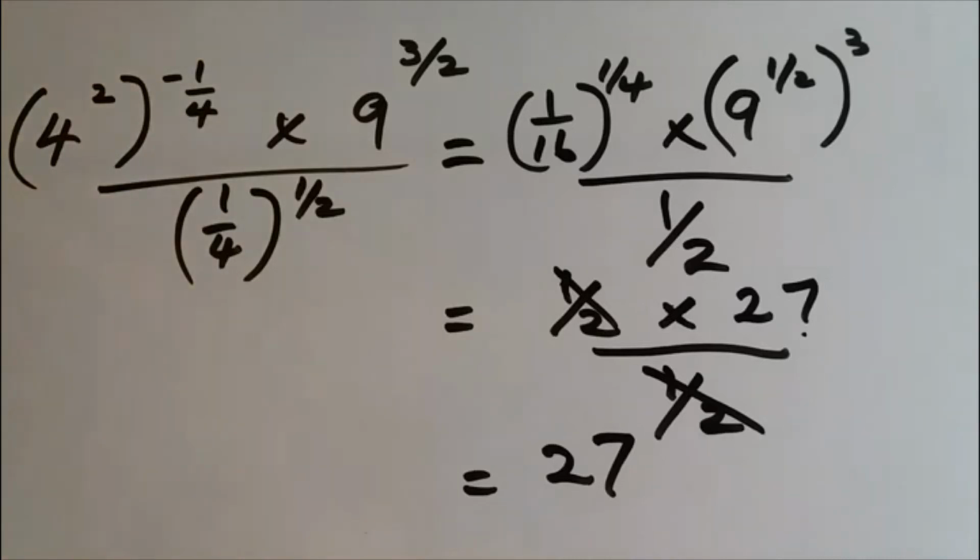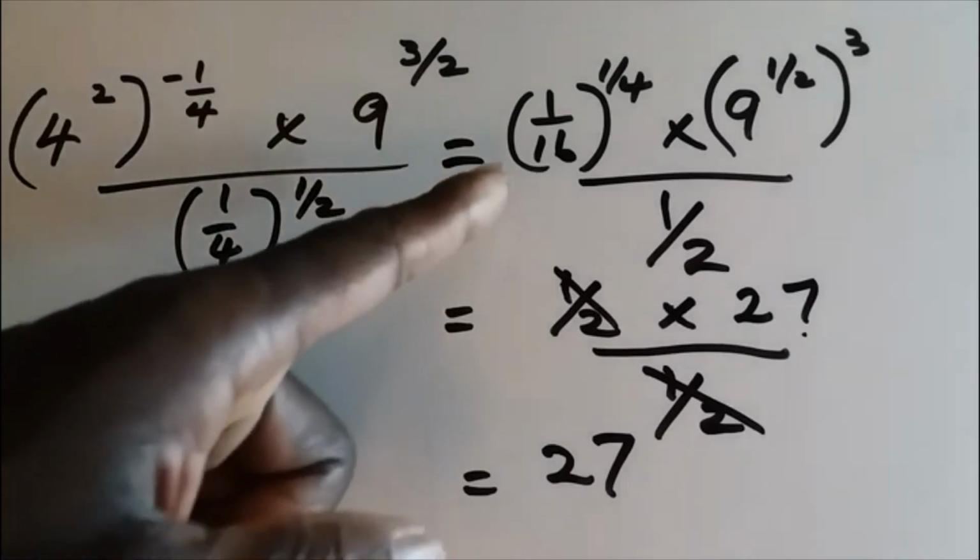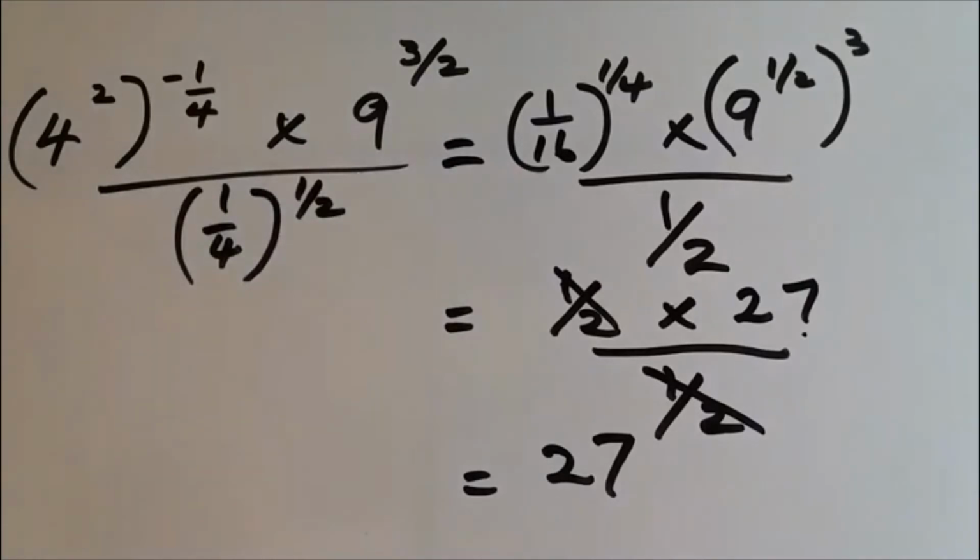Just to recap, we clear the brackets here using the law of indices by multiplying first what's in the brackets to get 16, and then taking the fourth root. We invert 16 so that we can have a positive index of a quarter instead of minus a quarter.